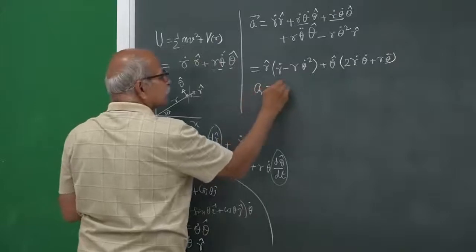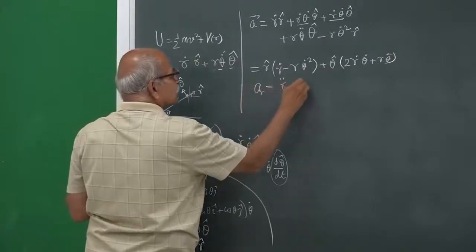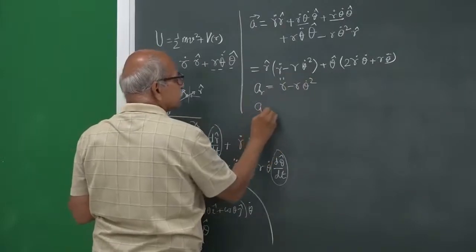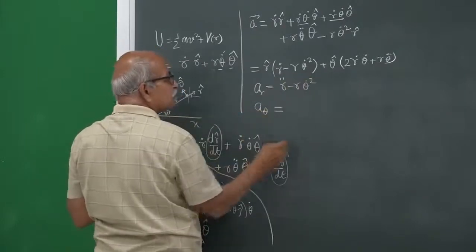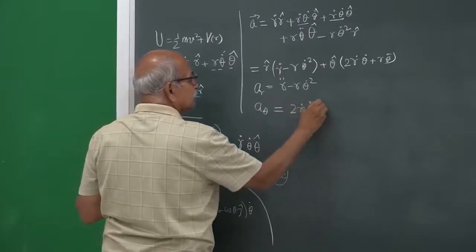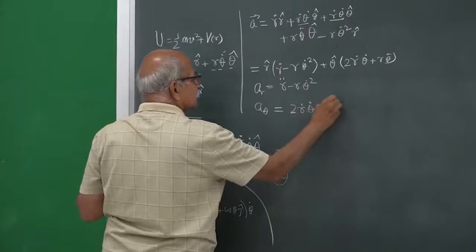Your radial acceleration is r double dot minus r theta dot squared, and the theta component will be 2 r dot theta dot plus r theta double dot.